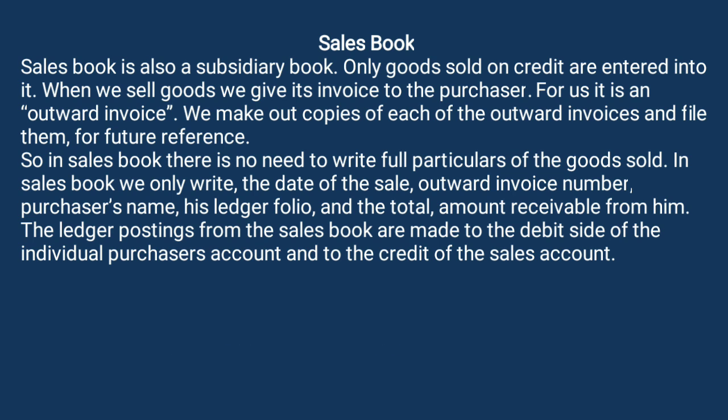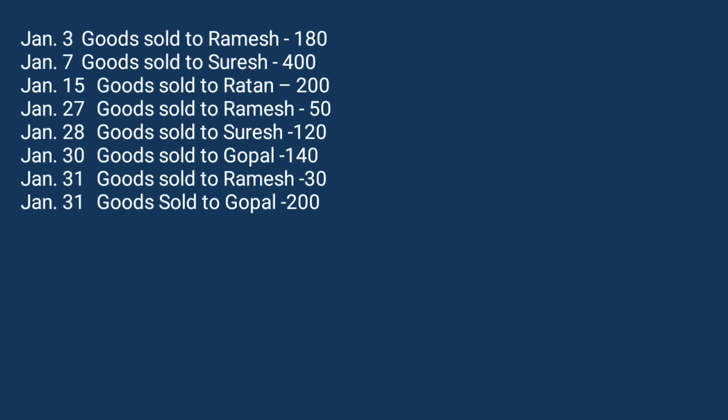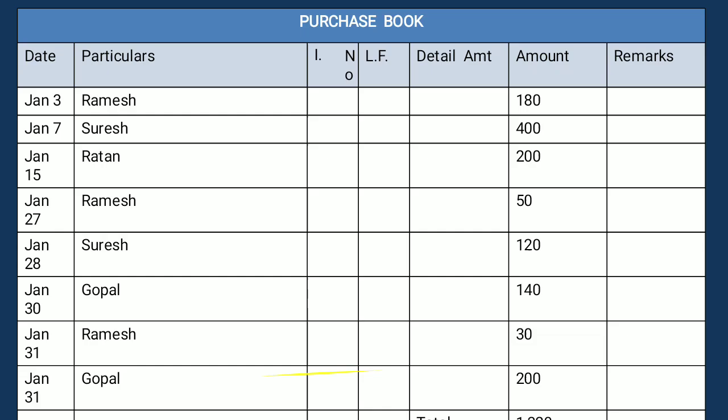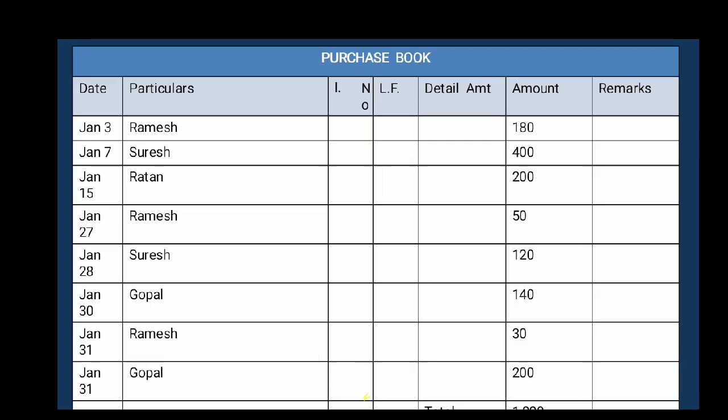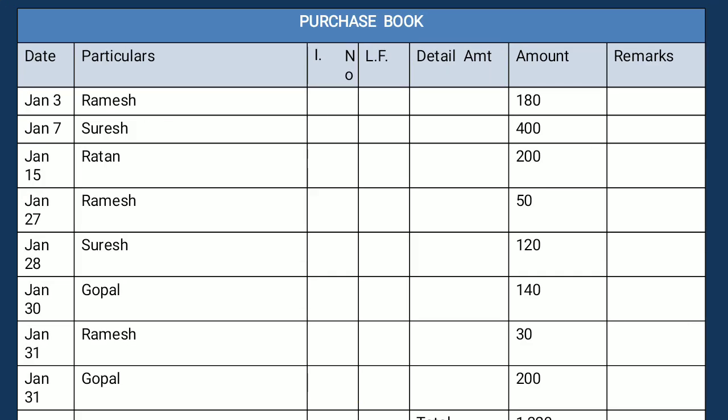In the place of purchase book we have to write sales only. Here you can see the transactions: goods sold to Ramesh, Suresh, Ratan, Ramesh, Suresh, Gopal and so on. We don't have to do anything special. In the place of purchase book there will be sales book. In the particulars column we write the names of the parties, and in the amount column we put the amounts only. At the end there is a total column, in which we find the sum of all the sales.